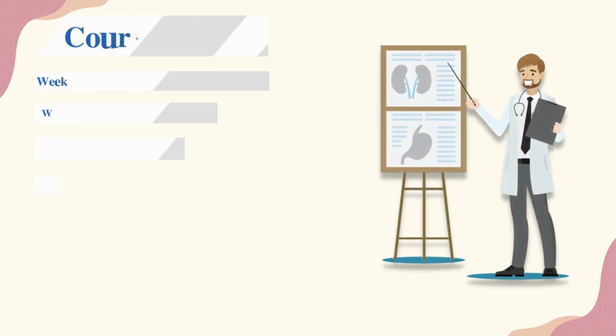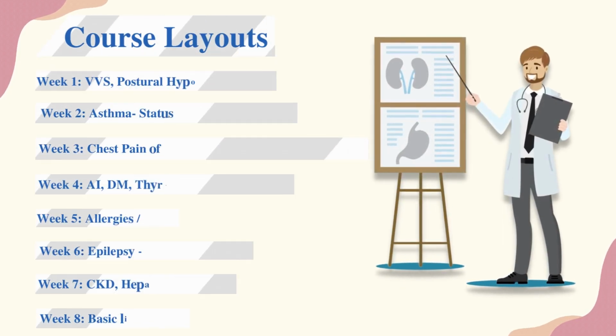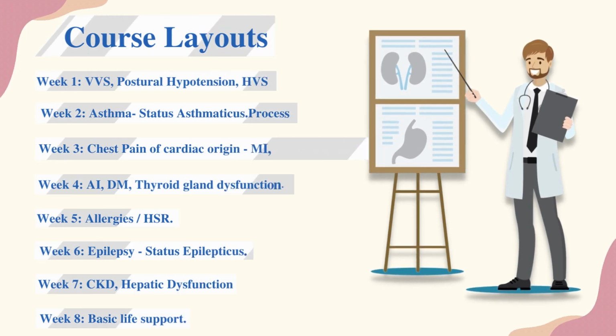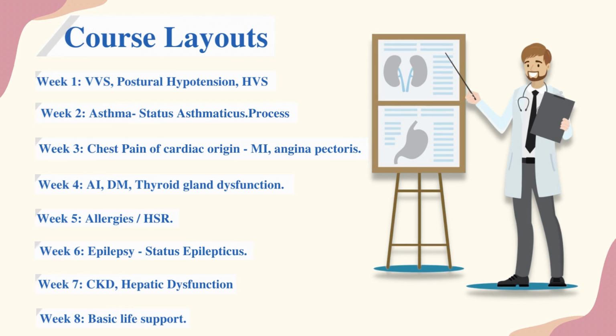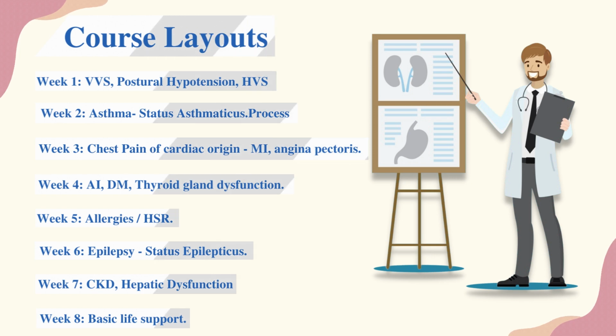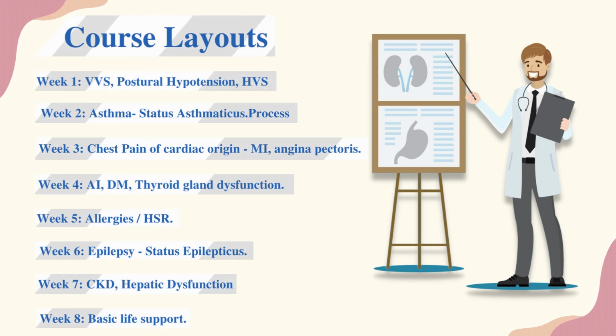The course layout is: Week 1, vasovagal syncope, postural hypotension, hyperventilation. Week 2, asthma, status asthmaticus. Week 3, chest pain of cardiac origin, myocardial infarction, angina pectoris. Week 4, acute adrenal insufficiency, diabetes mellitus, thyroid gland dysfunction.